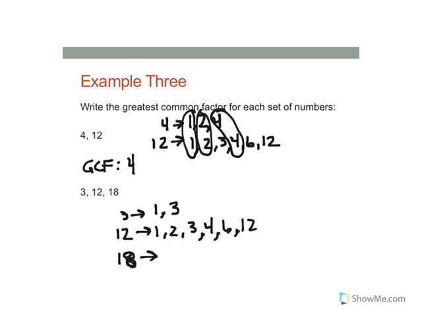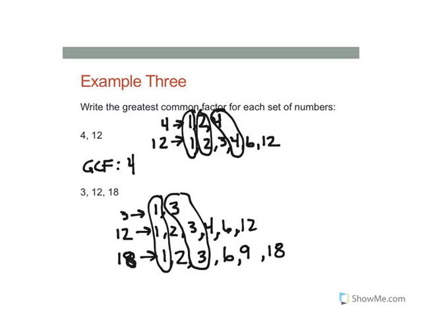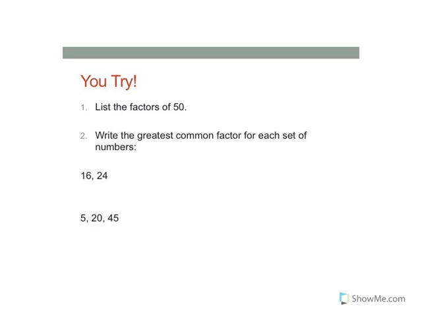Now we have 18. So we have 1 and 18, 2 and 9, 3 and 6, and that should about cover it. So in common, we have a 1 and a 3. Those are the only ones they have in common. So we find the greatest one that they have in common, which is the 3, which makes the greatest common factor between 3, 12, and 18, 3. Now, pause the video and try these 2 problems on your own.